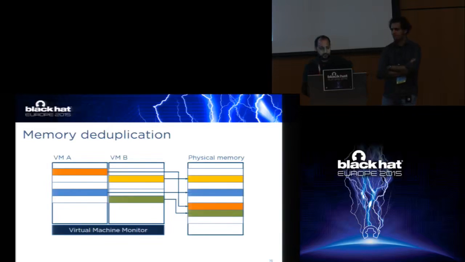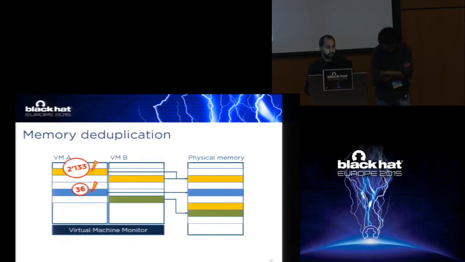Now, the problem with that is that there is a security pitfall here. Namely, if VM A observes or measures the write times to that page, it will measure a significantly higher write time to the shared page compared to other pages. And this opens up a side channel that the attacker can exploit.